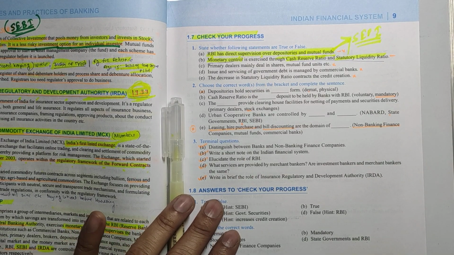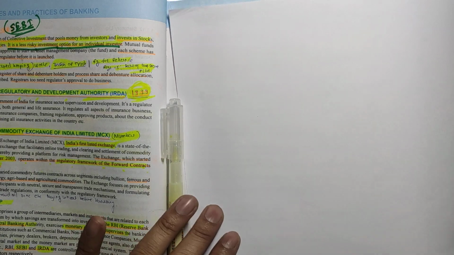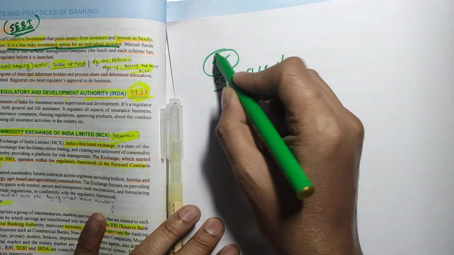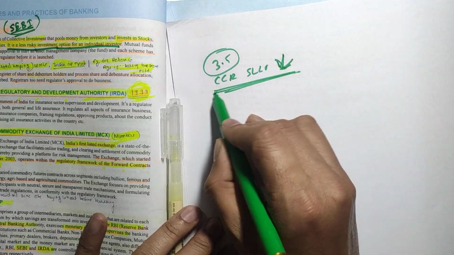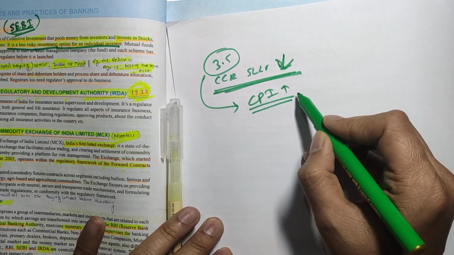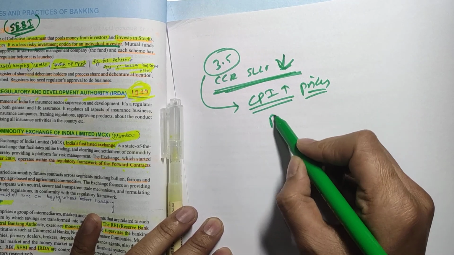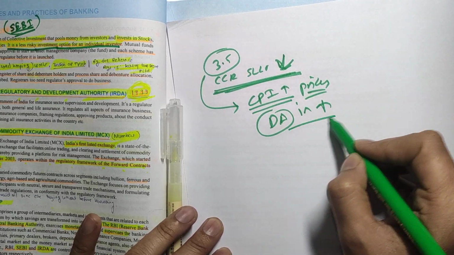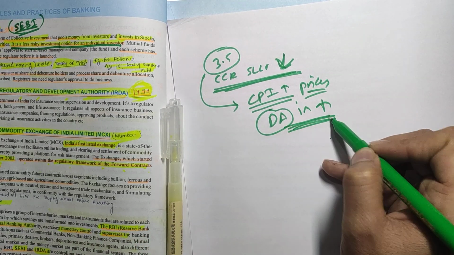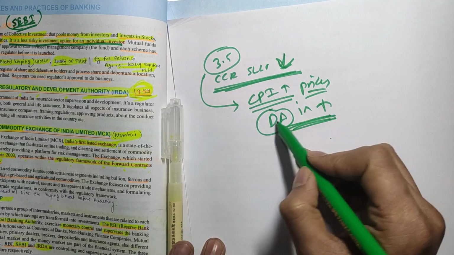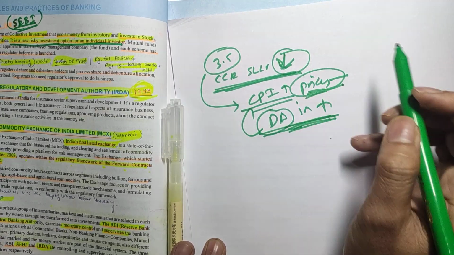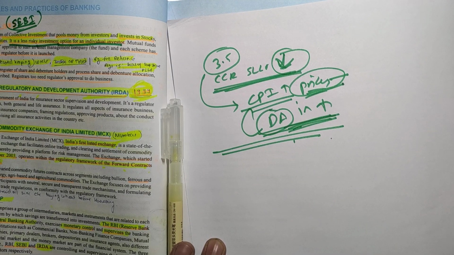See, current, you can remember easily. What is the current situation right now? CRR and SLR are at the bottom, where CRR is around 3.5. That means it is very low. Due to this, the CPI index is increasing, that means your prices are increasing. That's why your DA allowance is increasing in banks. Our DA is increasing on a quarterly basis, right? We think that our DA has increased, so we will get more salary. But actually DA is increased due to the rise in prices, due to the rise in inflation. So you should know how they are linked.